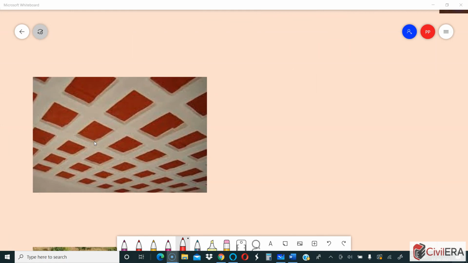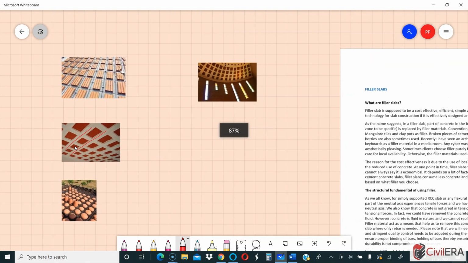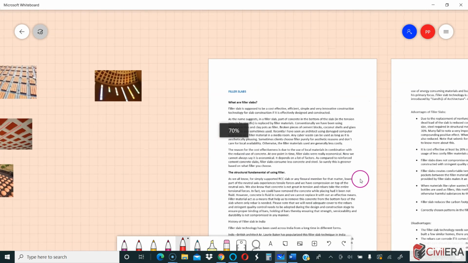So to be very clear, you are having rebars here along the ribs, and then you are replacing the concrete here by placing a tile or a filler material in the formwork. So that's how you achieve this particular structure. I'll be explaining this in a bit more detail subsequently.